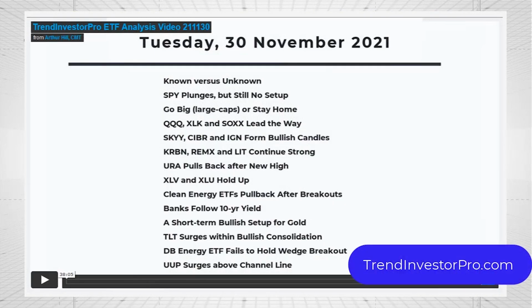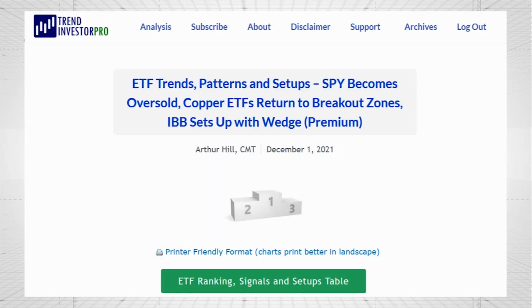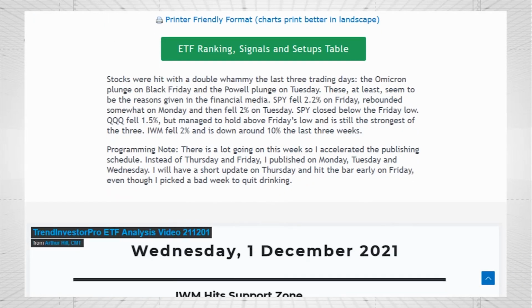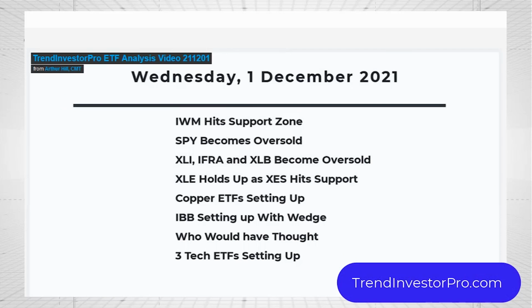So it's been quite a busy week here at Trend Investor Pro because I wanted to address some of the recent chaos and look at some of the ETFs that we're setting up. And there's a lot of volatility out there, but this is what I covered on Tuesday in the written commentary and the video, and then also on Thursday in the written commentary and the video. We went over IWM hitting the support zone and 5 indicators that I use for oversold conditions in SPY. 4 of the 5 became oversold. And we've also got lots of oversold readings in other ETFs as well.